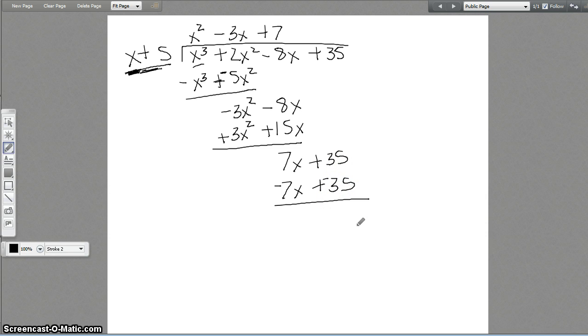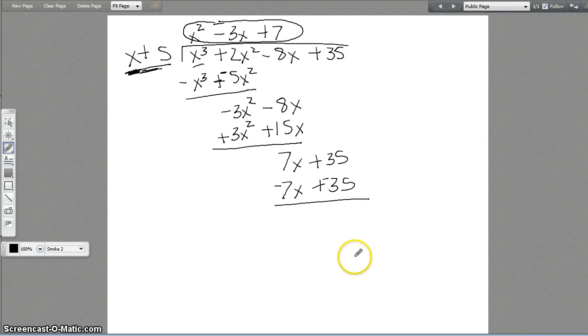That means we're done. How many times can x plus 5 go into x cubed plus 2x squared minus 8x plus 35? Well, the answer is going to be x squared minus 3x plus 7. Or you could say it as x plus 5 times x squared minus 3x plus 7 is going to give us this long answer here.